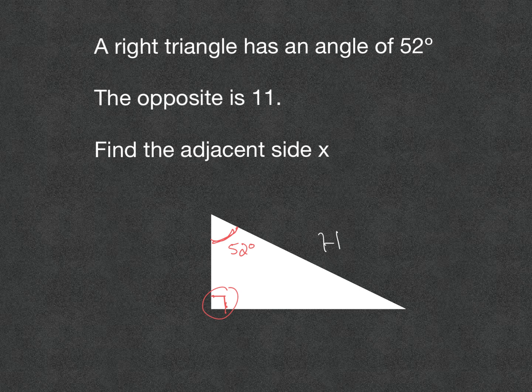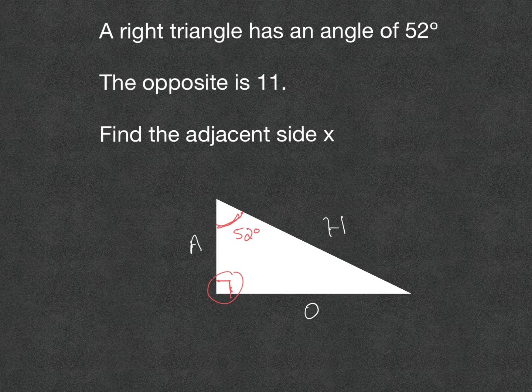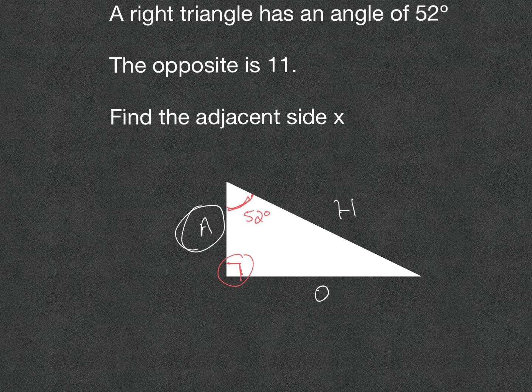We know this is O, according to that angle, and this must be A, okay? What do we need to find? We need to find A. A is equal to X. Okay, what do we know? Well, we know that O is 11. O is equal to 11, okay?